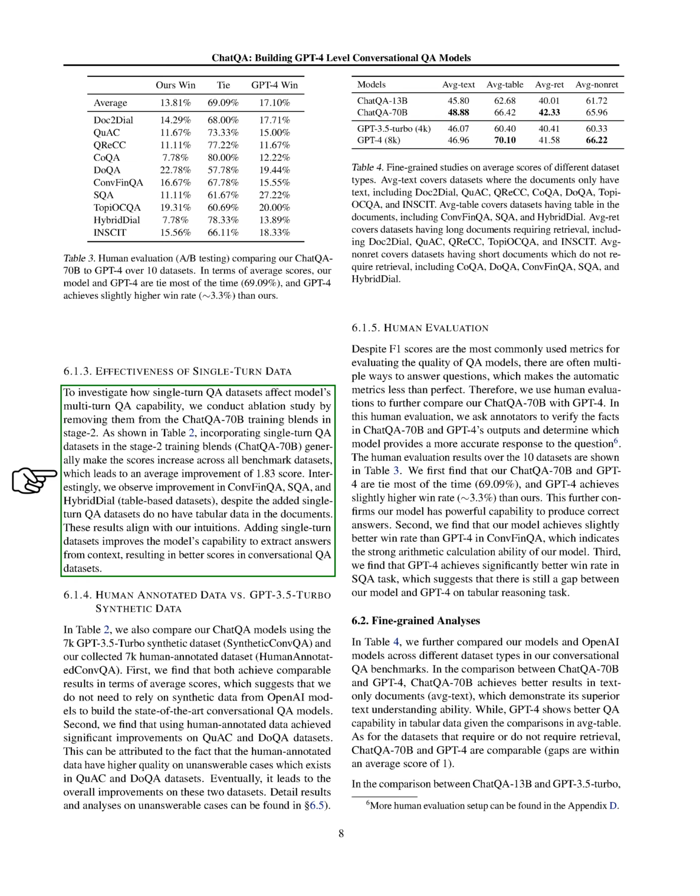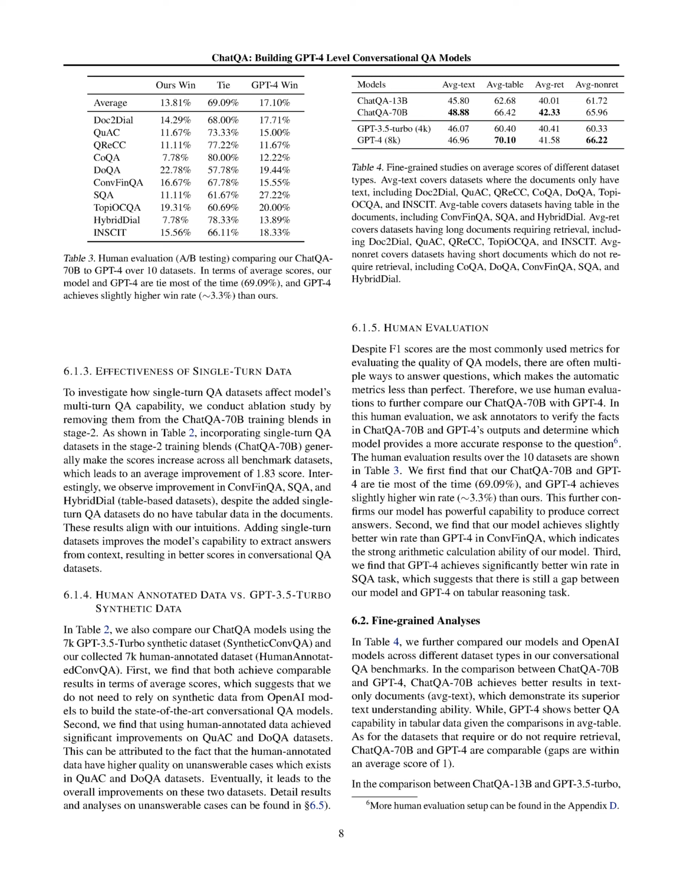Finally, we found that incorporating single-turn QA datasets in the training blends generally improves the scores across all benchmark datasets, leading to an average improvement of 1.83 points. This suggests that adding single-turn datasets enhances the model's ability to extract answers from context, resulting in better scores in conversational QA datasets.